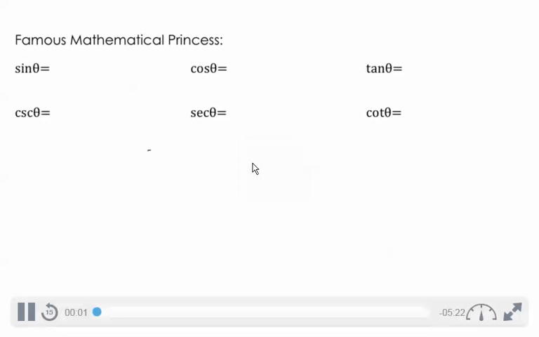All right, so today we're going to talk about trigonometry. We're going to start with right triangles, and you should have learned about SOHCAHTOA in geometry. So SOHCAHTOA is going to be our famous mathematical princess, SOHCAHTOA. The spelling of her name is really important because S stands for sine, O stands for opposite.